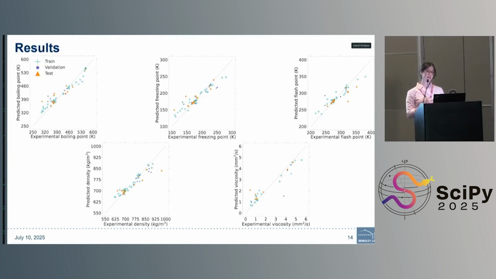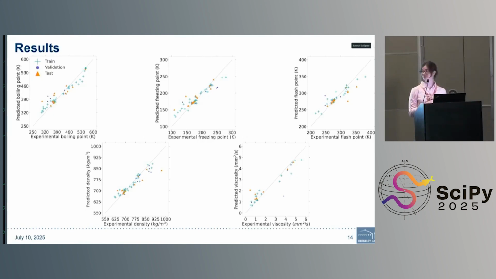We have mean absolute percentage errors between 2.7 and 4.6% for all properties except for viscosity. But that's mainly because the viscosity values are very small, and more than half of our data set lies between 0 and 2, and so that really inflates that metric.